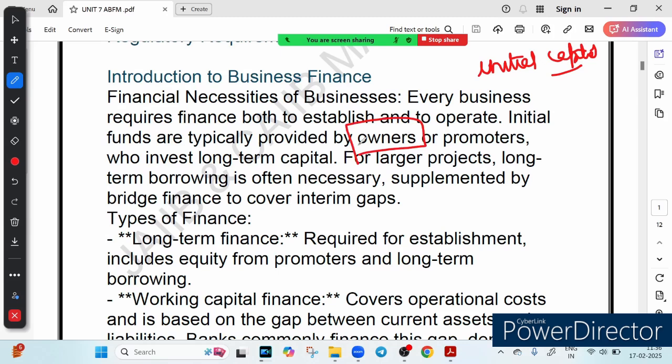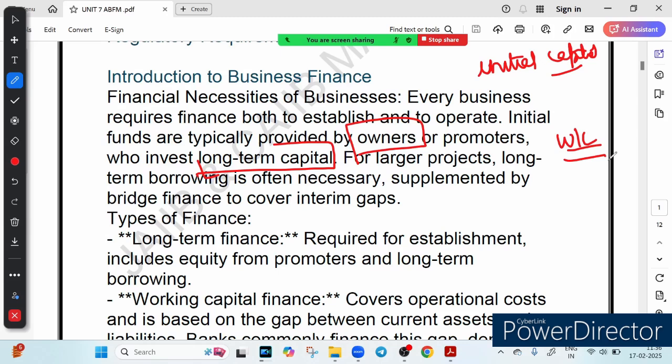Now, but what if the business is big, like a factory or shopping mall? Then apart from personal fund, the business takes a long term loan from the bank to set things up. Now even after the business is running, daily expenses like buying stock, paying staff, managing bills, need working capital, right? So this is the money that keeps things moving. Think of it like fuel for your business engine.